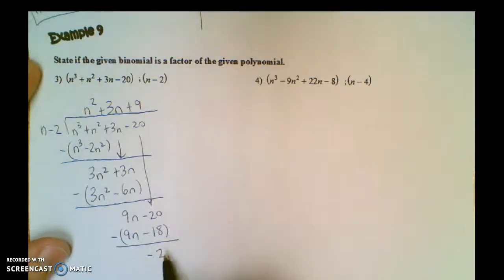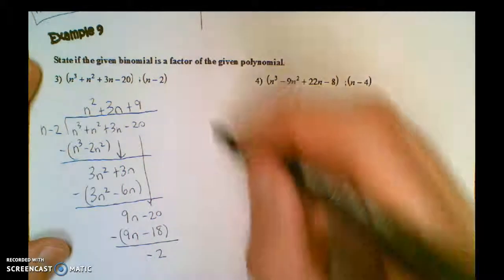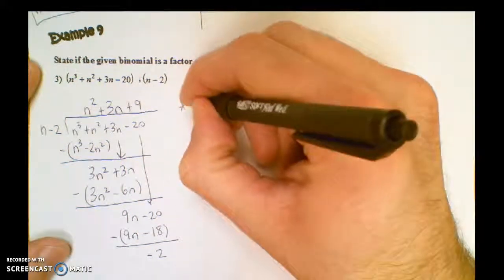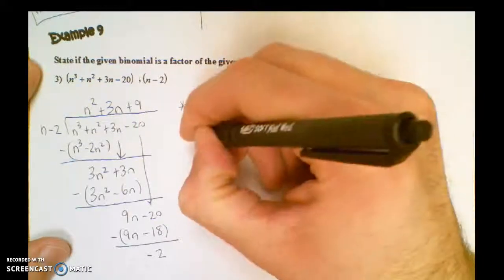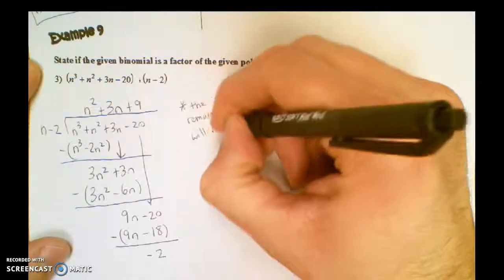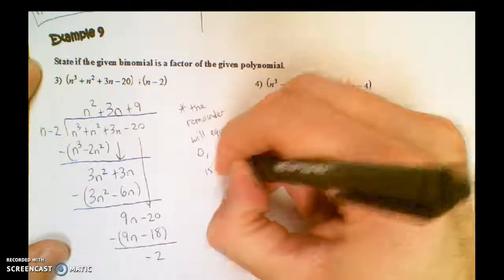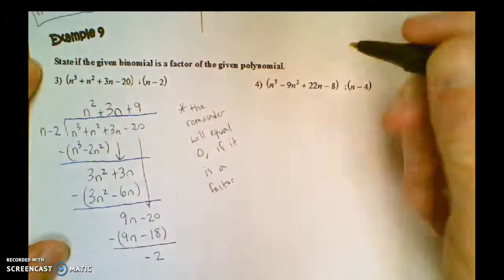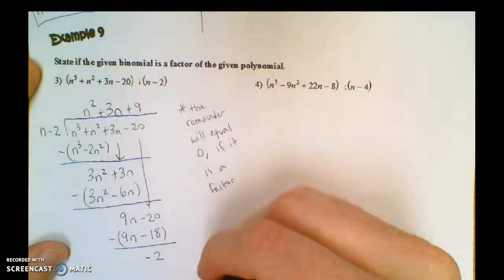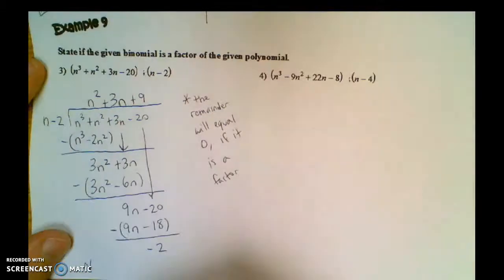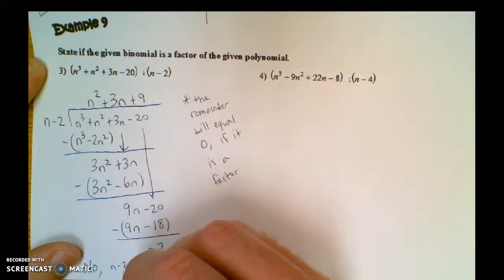Since my remainder is a number other than 0, this is not a factor. To know if something is a factor, the remainder should equal 0 if it is a factor. So this is not a factor, and your answer would be no. N minus 2 is not a factor.